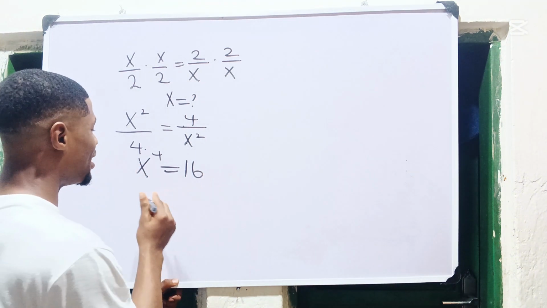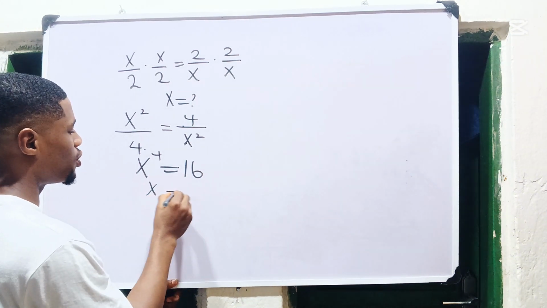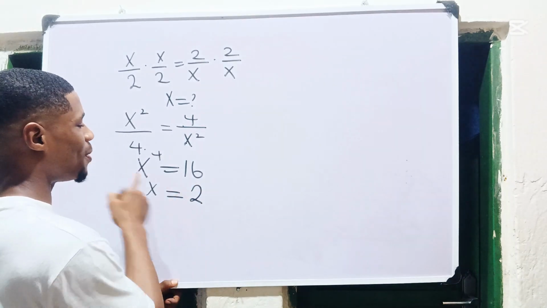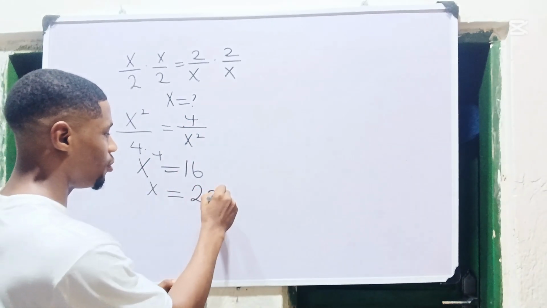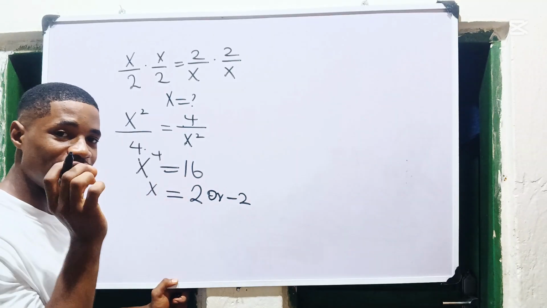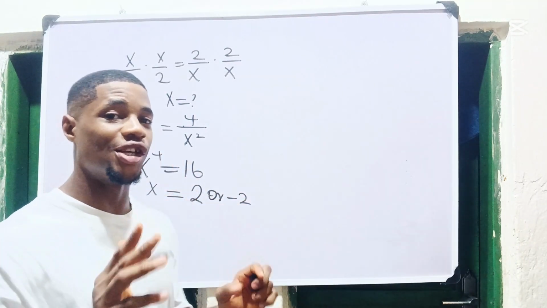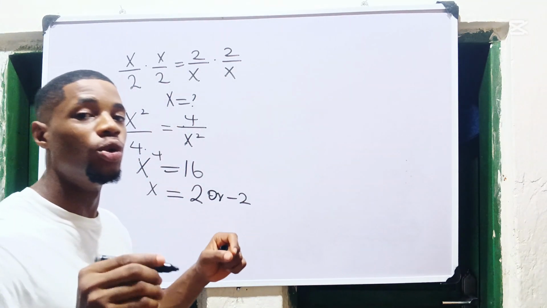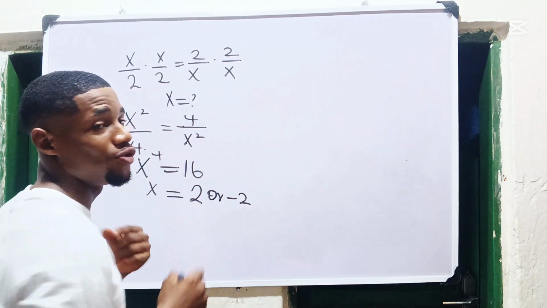From here we can say that x is equal to 2, because 2 raised to the power of 4 is 16, or negative 2, because also negative 2 raised to the power of 4 is 16. Now these are the first two answers for x. But remember that the highest power of x here is 4. So according to the rule, we should have 4 values for x.